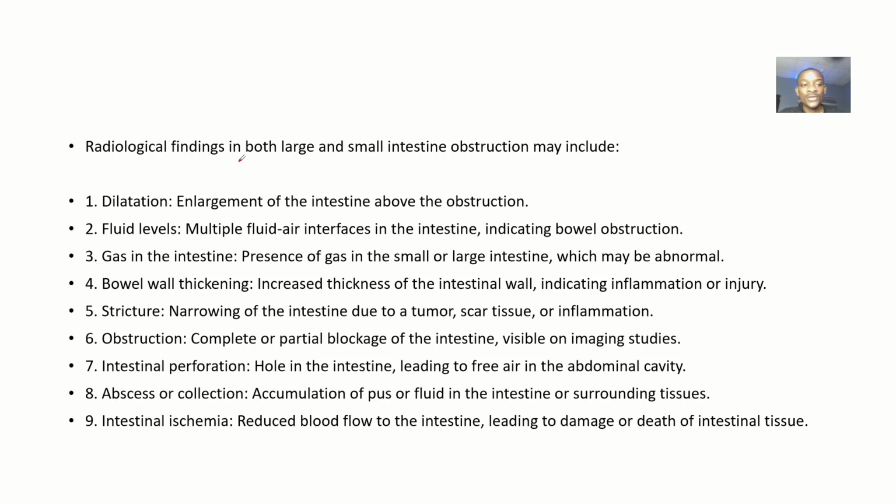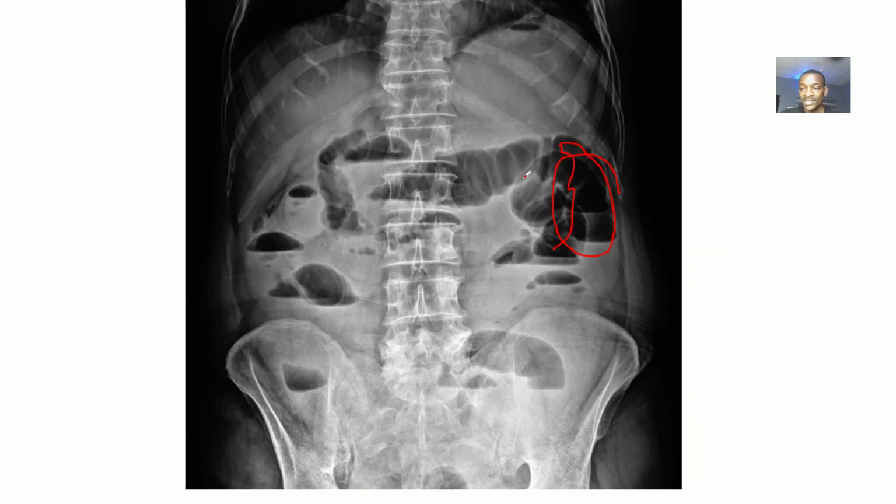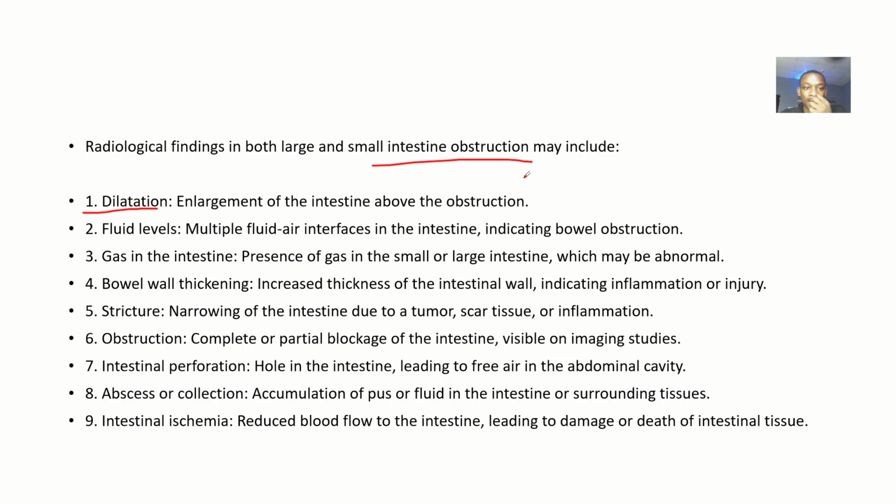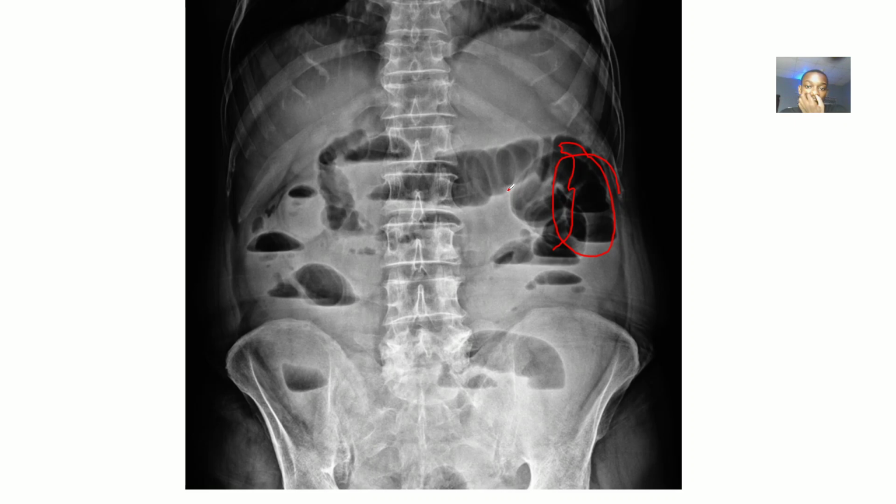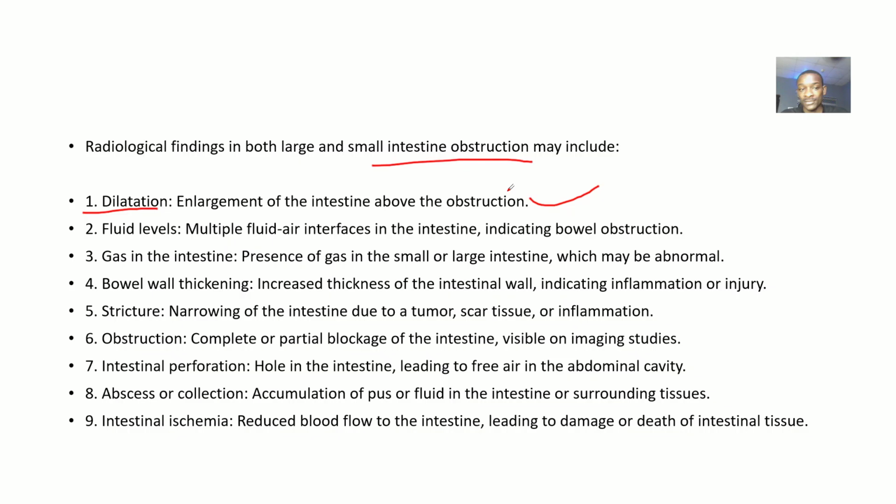Okay. So radiological findings in both large and small intestine obstruction include dilatation. That place kind of looks loose. There'll be dilatation, that's enlargement of the intestine above the obstruction. The intestine above the obstruction will be enlarged, right? The fluid levels, there are multiple air-fluid interfaces in the intestine, which indicates bowel obstruction. There will be gas in the intestine. So presence of gas in the small and large intestine may be abnormal.